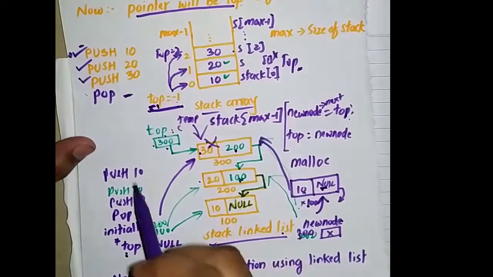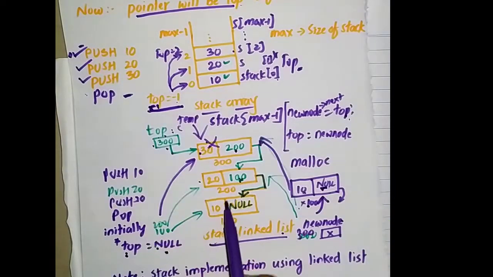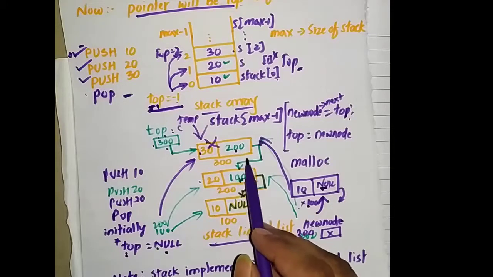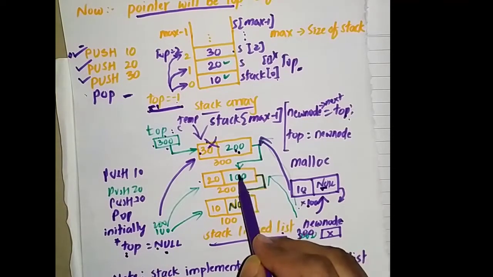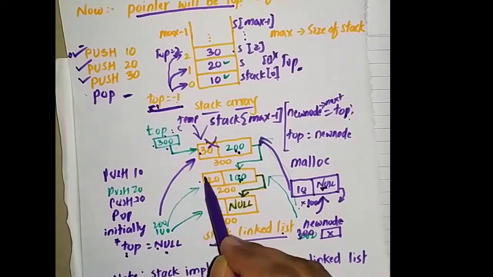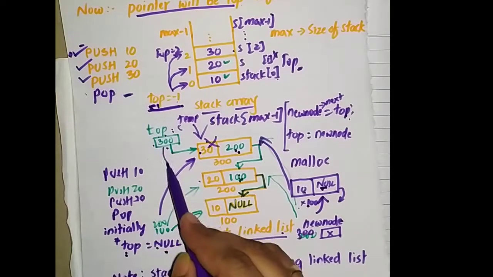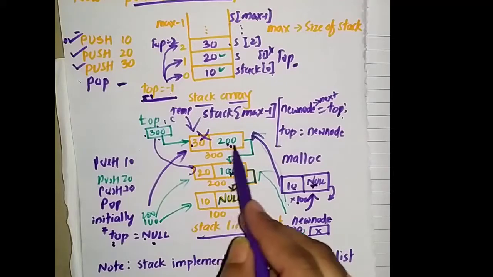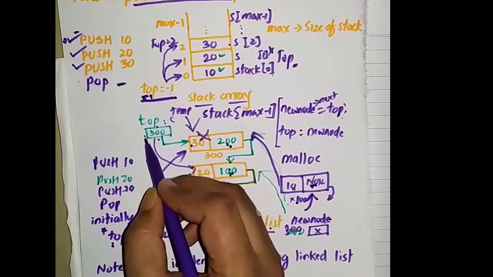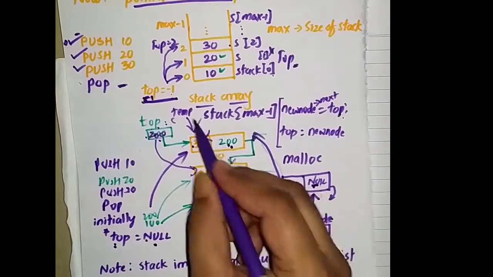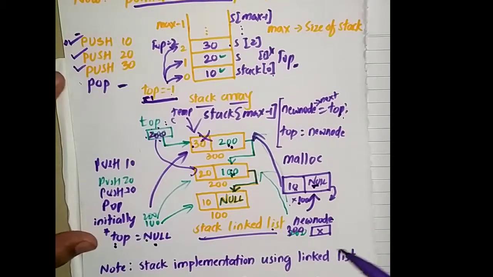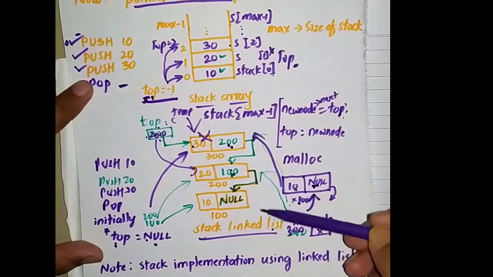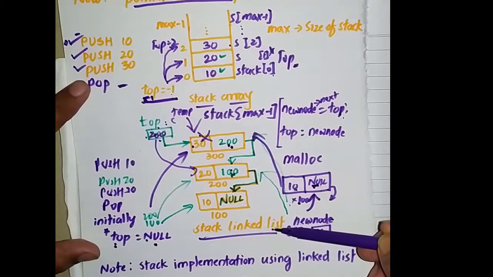Okay, and then the top will be decremented. So how can it be decremented? I can see that there is a 200 address of the previous node, so I can mark the top here. So if I decrement it, something like top equal to top next, then this will become 200 and this can be freed using temp pointer. Okay, so this is the way we will be writing a program of stack implementation using linked list.